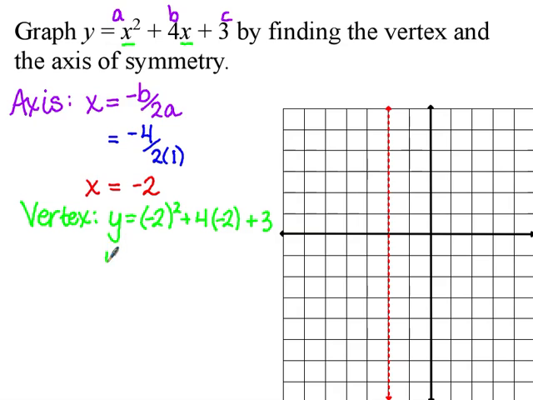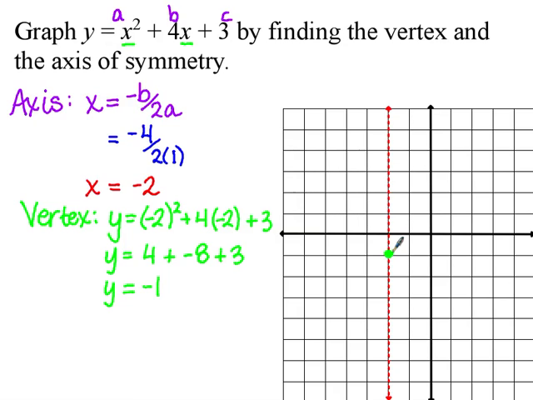So what is -2 squared? 4. Okay, what is 4 times -2? -8, and then 3. So 4 plus -8 plus 3. What value of y do you get? -1. So where do you think I'm going to put a dot? -1. Now notice where I put it. I put it on the axis.